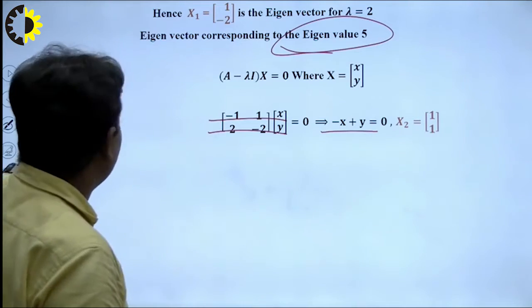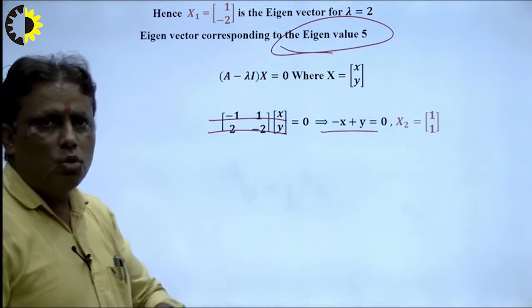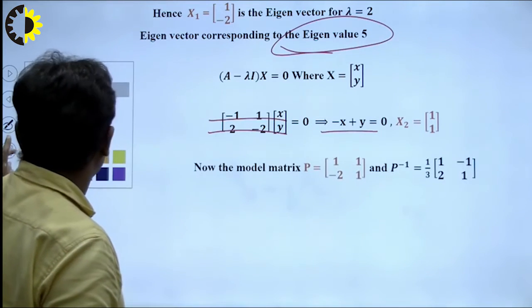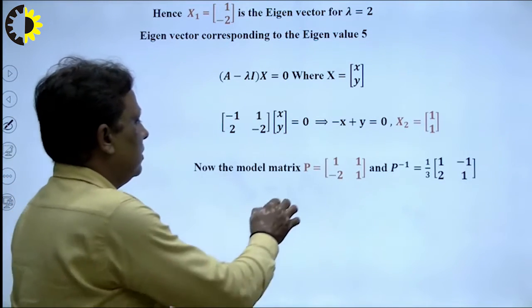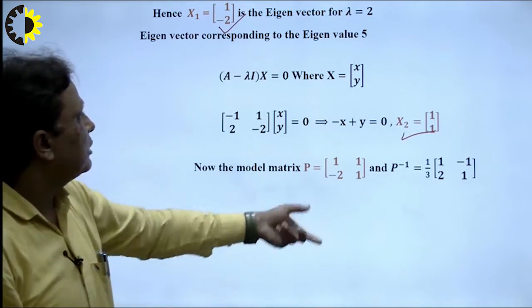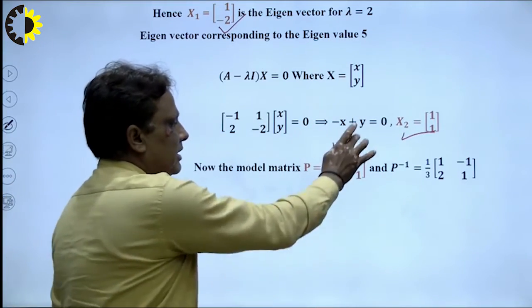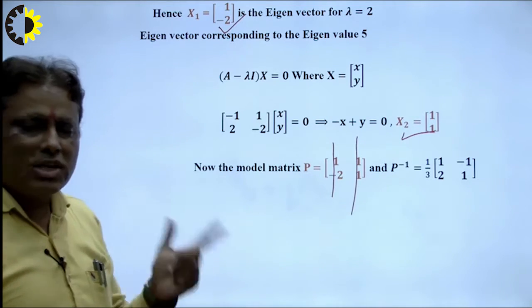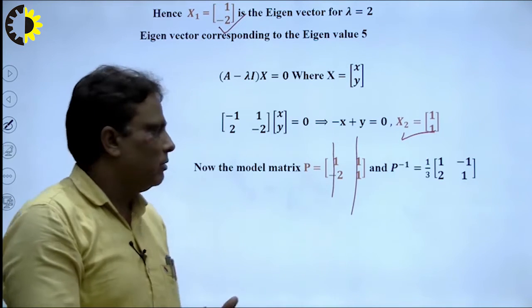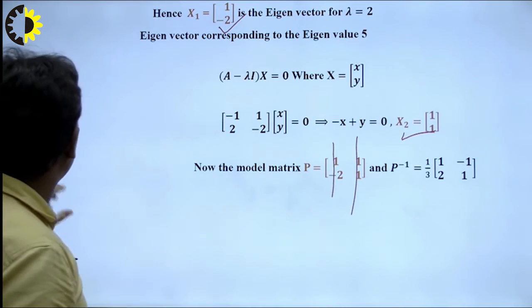So in this way we find the two eigenvectors, and how do we get the model matrix P with the help of the eigenvectors? I write here, with the help of the given vectors, the model matrix P: this is the first eigenvector and this is the second eigenvector. The first eigenvector is the first column and the second eigenvector is the second column. So this is the way to calculate the model matrix P.